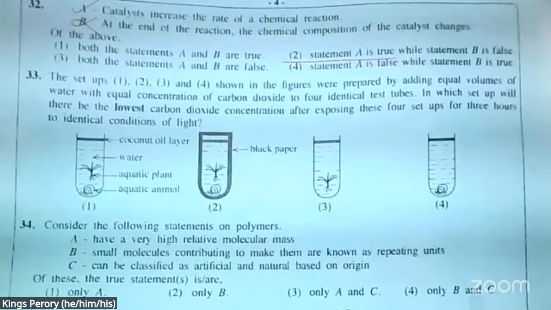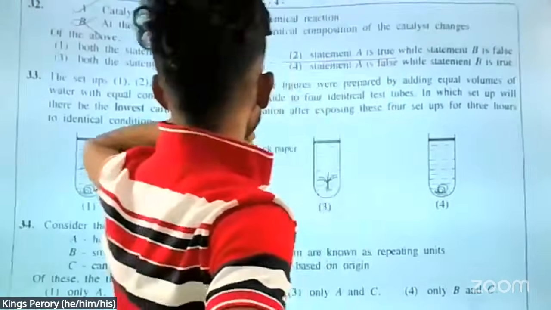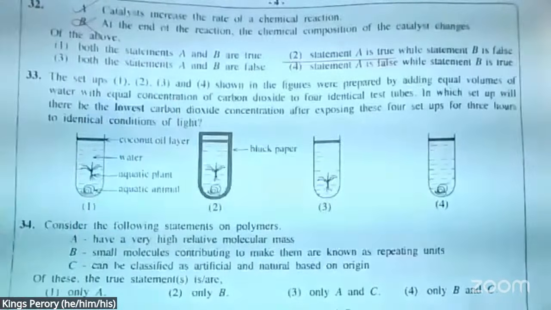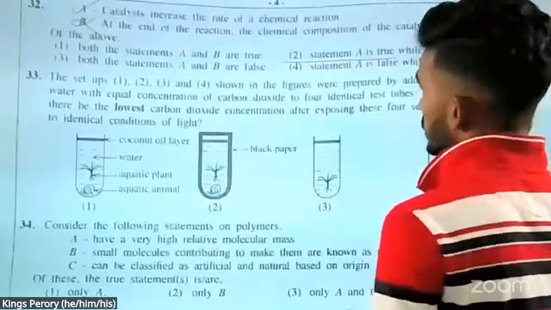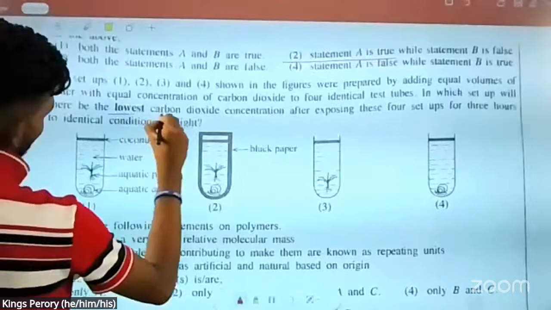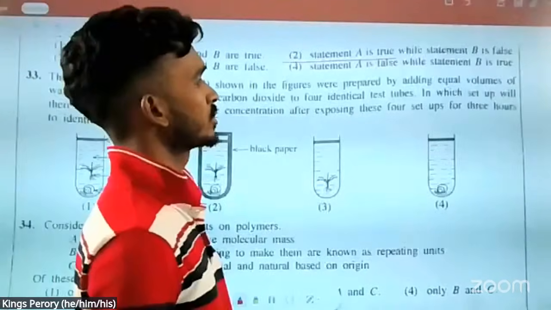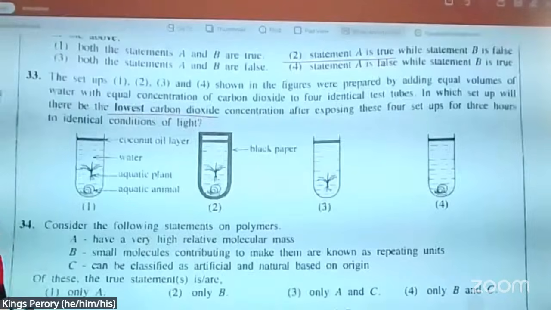Question 33. The sets 1, 2, 3, and 4 shown in the figure were prepared by adding equal volumes of water with equal concentration of carbon dioxide to 4 identical test tubes. In which setup will there be the lowest carbon dioxide concentration after exposing these 4 setups for 3 hours to identical conditions of light?